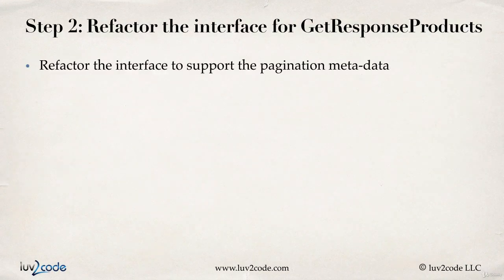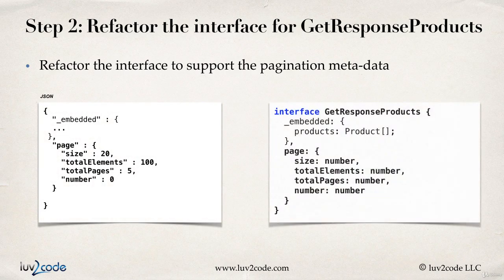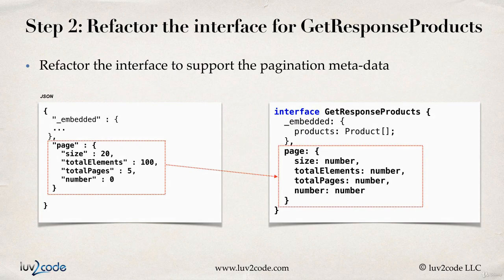So here, let's refactor the interface to support the pagination metadata. So we have our JSON, and then this interface, and we add this new entry into our interface for page. And then we have those 4 properties: size, total elements, total pages, and number, because we need to capture that so we can use it in our Angular application.